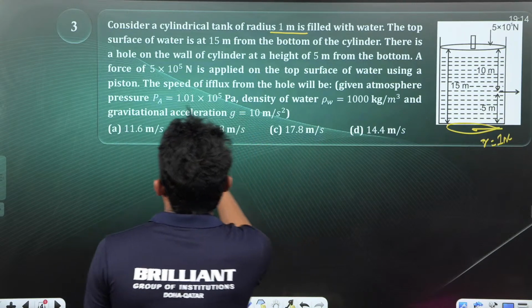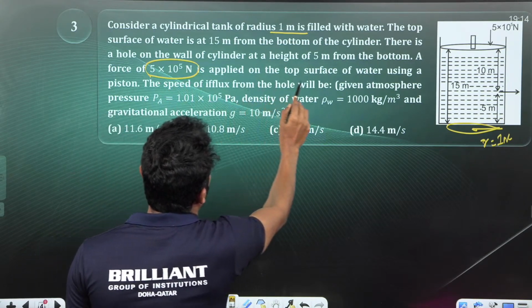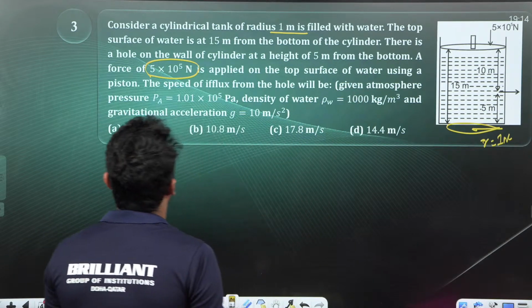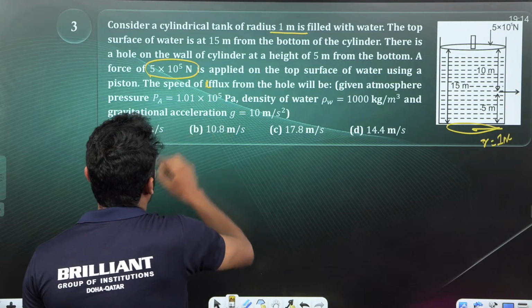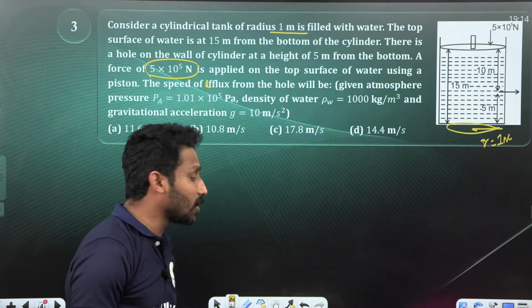A force of 5 into 10 raised to 5 Newton is applied on the top surface of water using a piston. We can see that. The speed of efflux from the hole will be, what is the velocity of efflux?